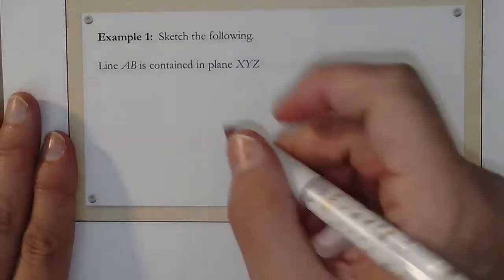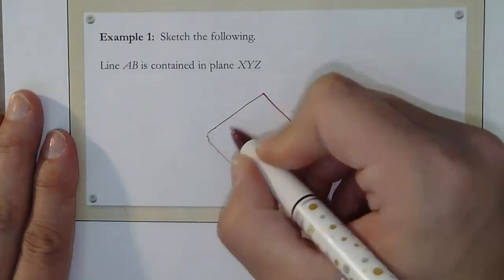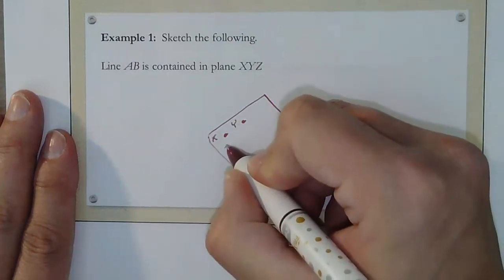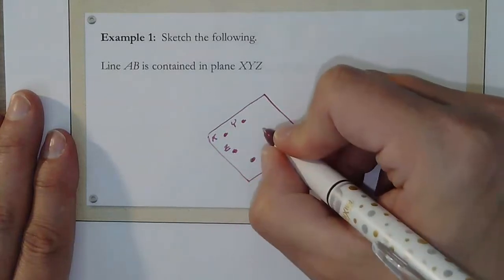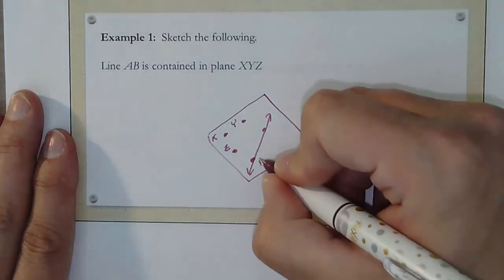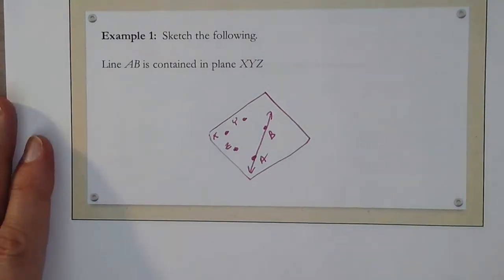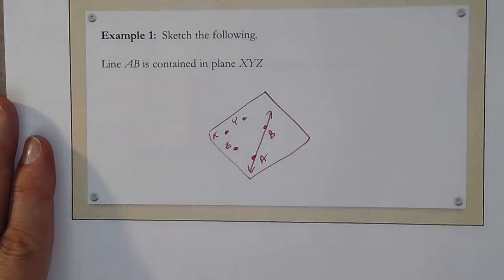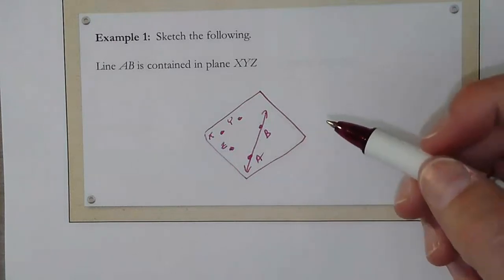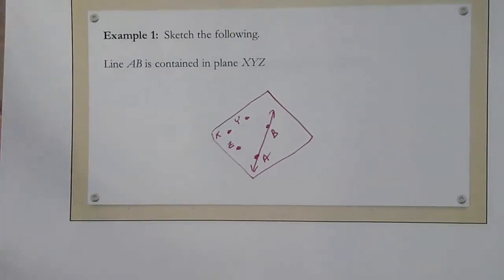Okay, so we can draw this plane that has points X and Z. And then we draw a line. Remember to put the arrows, A and B, because if you don't put the arrows, then it's only a segment. And you can draw your plane different shapes, okay? But it's a flat object that technically continues forever.